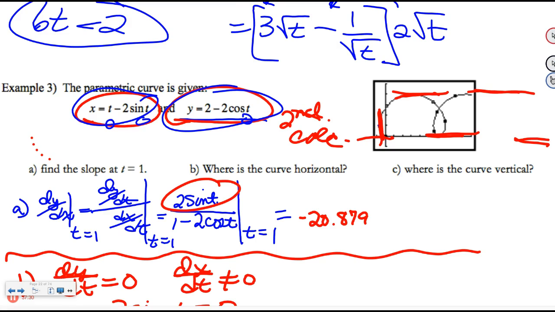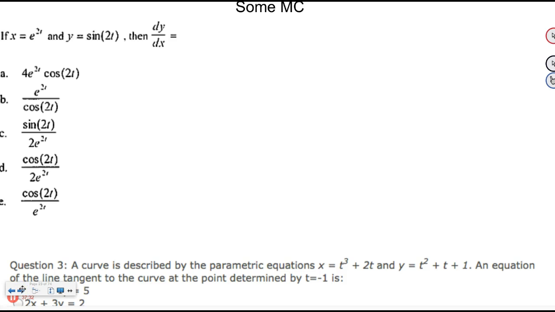Here's what I want you to do. In your rows, I want you to answer these 4 and see if you've got the concepts down.